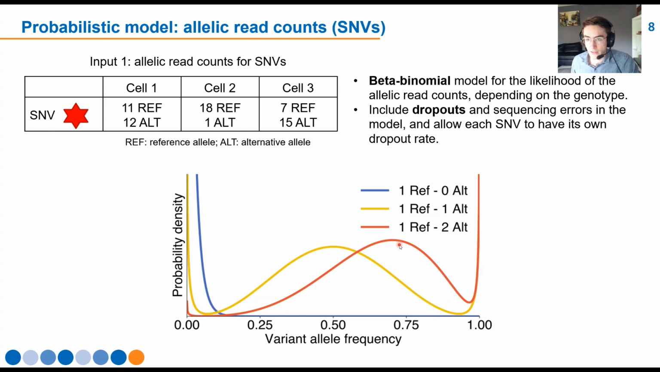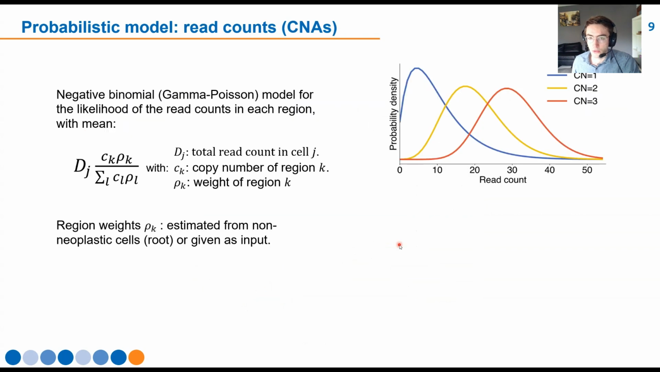As you can see, allelic read counts can already be used to infer copy number alterations, but the main source of information to infer CNAs will be total read counts in regions, which we model using a negative binomial distribution. The expected value for this distribution is proportional first to total read counts in the cell, as well as to the copy number c_k of region k in this cell.